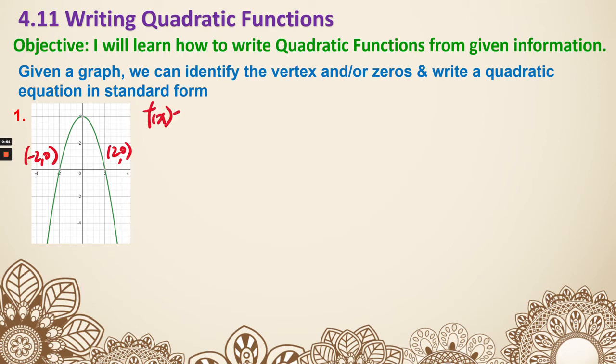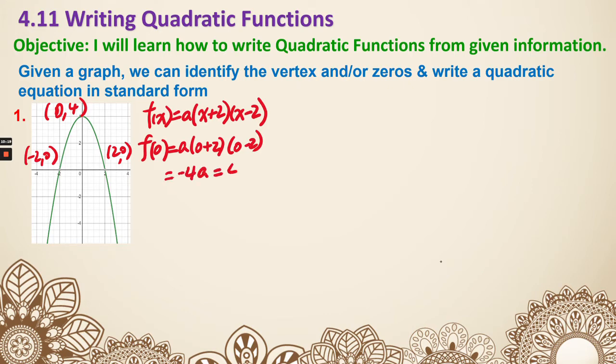f of x equals a times (x plus 2) times (x minus 2). And I can use my vertex or the y-intercept as my other point, which in this case is going to be (0, 4). So I'm going to plug in 0: f of 0 equals a times (0 plus 2)(0 minus 2), which is -4a, which actually is 4. After solving, a is -1. I can rewrite my function as f of x equals negative (x plus 2)(x minus 2).